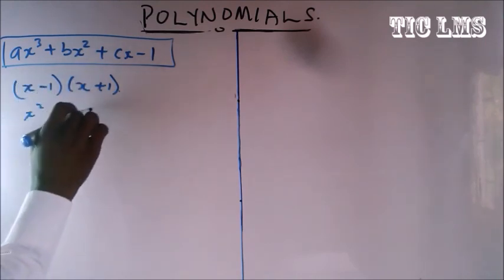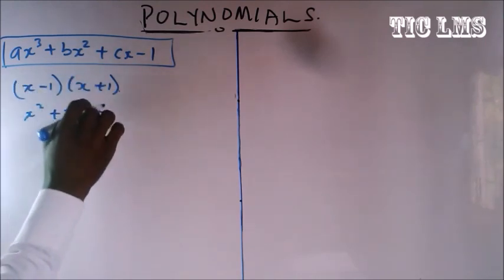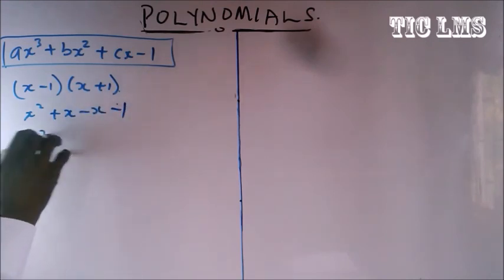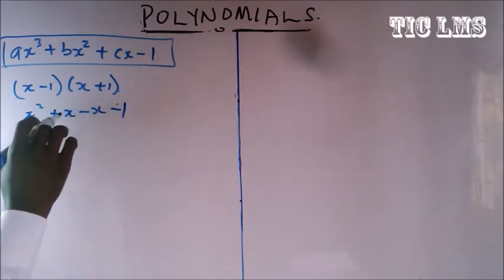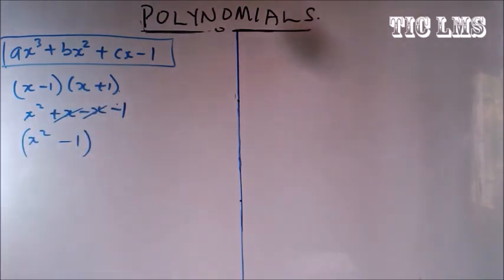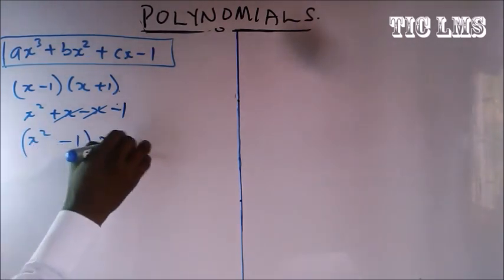Minus 1 times x gives minus x. Minus 1 times plus 1 gives minus 1. So we have x squared plus x minus x cancels out and we're left with minus 1. So this is a difference of 2 squares. Then this multiplies the third factor, which is x minus 2.